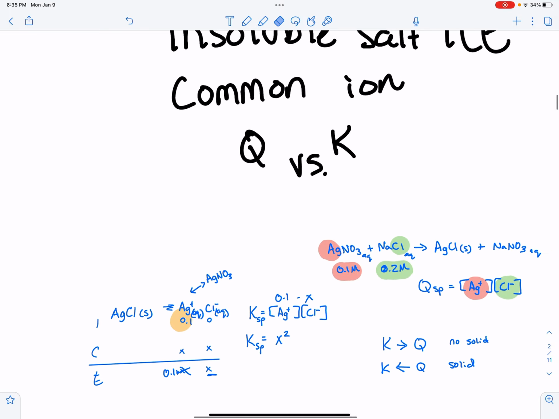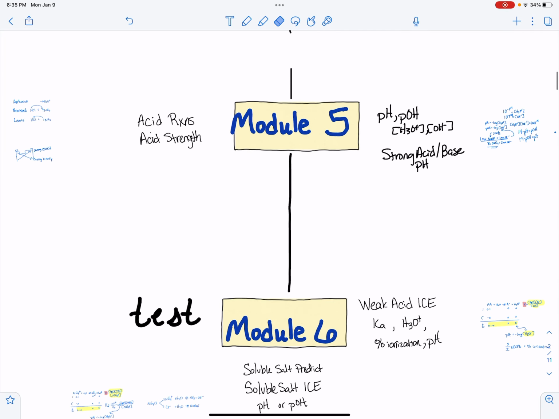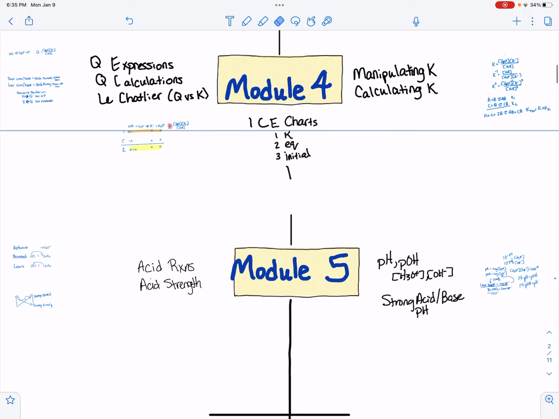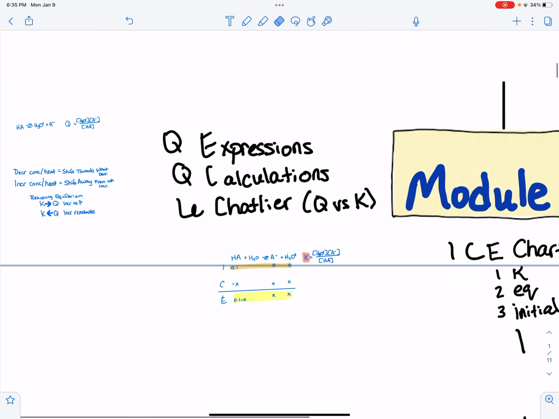And then finally, we're going to do Q versus K. Now, I said this earlier, but way up here, you learned about Q versus K in Module 4. See it? Q versus K and shifting. So it's that same principle.